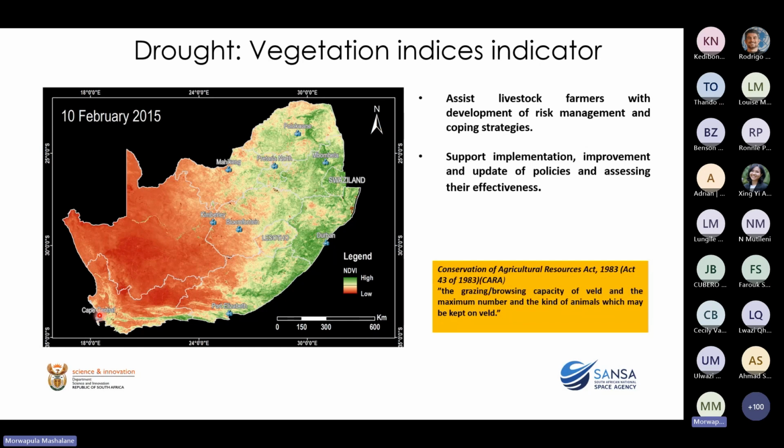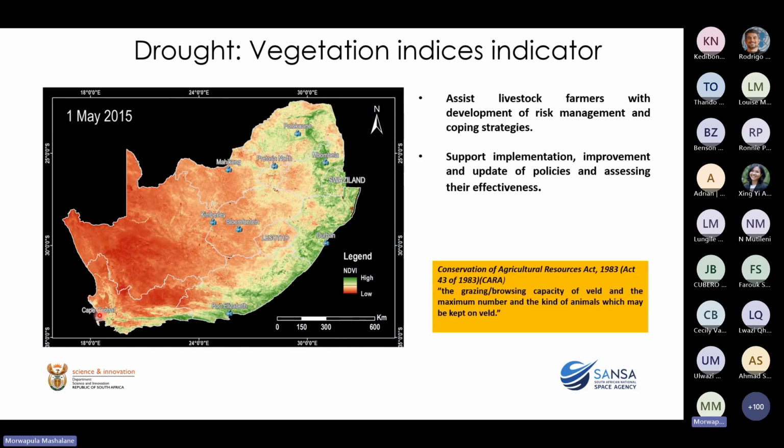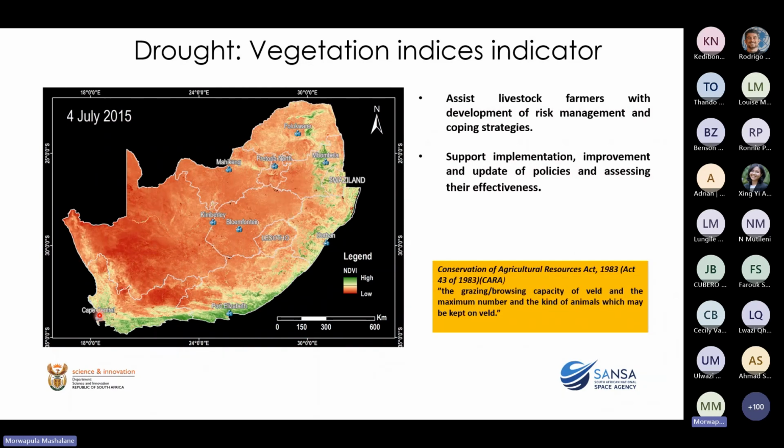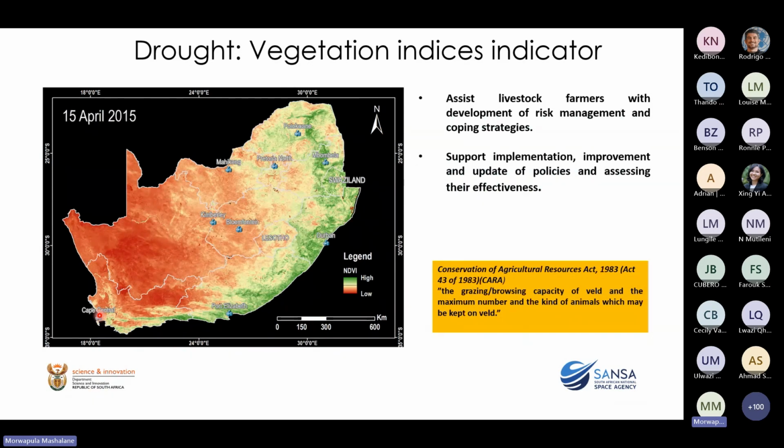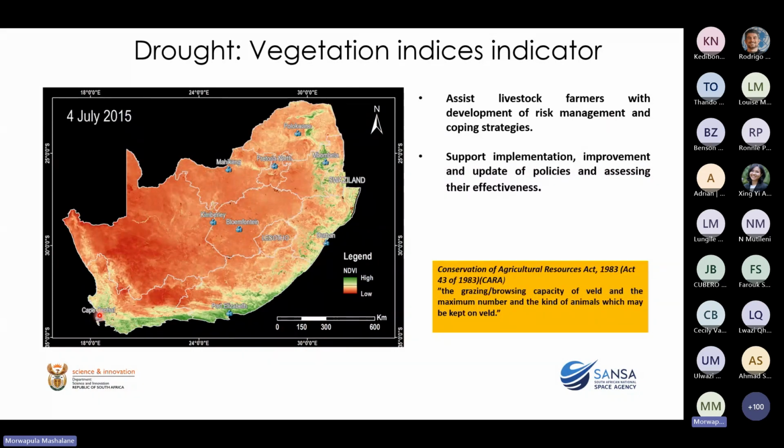And then with drought, we use vegetation indices as indicators. My colleague Nosi did explain some of these indices, looking at the vegetation greenness, looking at vegetation conditions as well. We're able to use that as indicators of drought, and also surface water as an indicator of drought. She spoke to that.